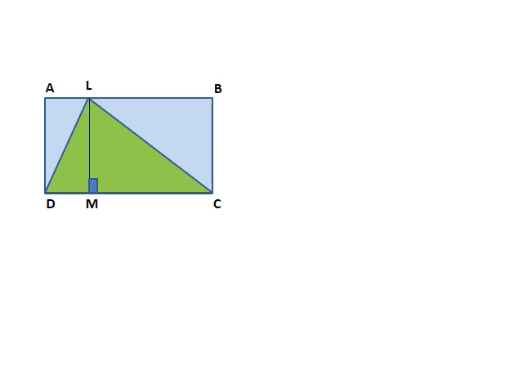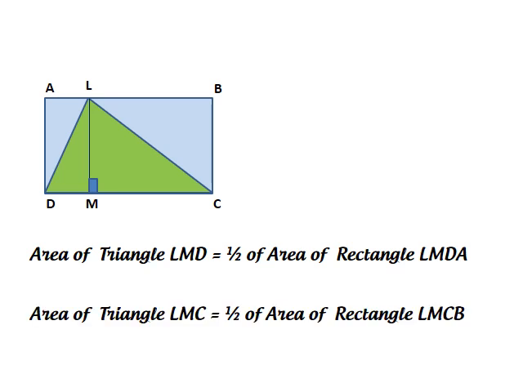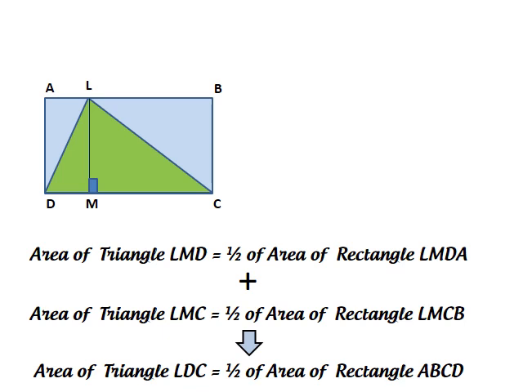So now can we find out the area of the right angle triangles? Of course we can, right? From the knowledge we have. So area of right angle triangle LMD is half of area of rectangle LMDA, and area of right angle triangle LMC is half of area of rectangle LMCB. So if I add up those, I get the area of the acute angle triangle LDC with which we started. So that is half of the area of the whole rectangle ABCD.